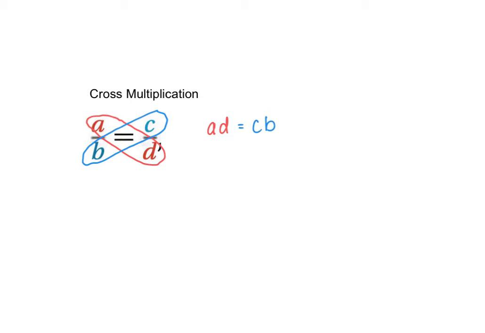So AD equals CB. And if you wanted to solve for any of the variables, you would just divide by the variable that's next to it. So let's say we wanted to solve for A. In that case, we need to get rid of this D right here. So what we'd have to do is divide both sides by that D, and we would get A equals CB over D.